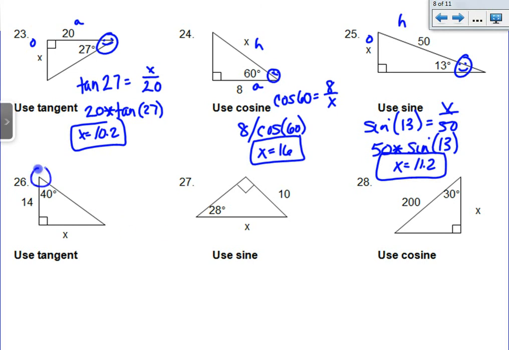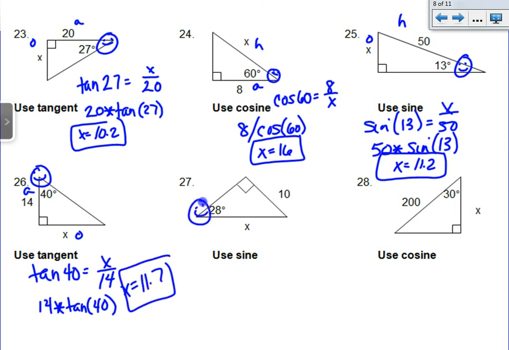Okay, 26, again, kind of babied ya. Tangent, but we knew that because we have opposite and adjacent, so that has to be tangent. So tangent of 40 equals x over 14. So this would be a multiplication problem, 14 times the tangent of 40. Let's see here, 11.7.